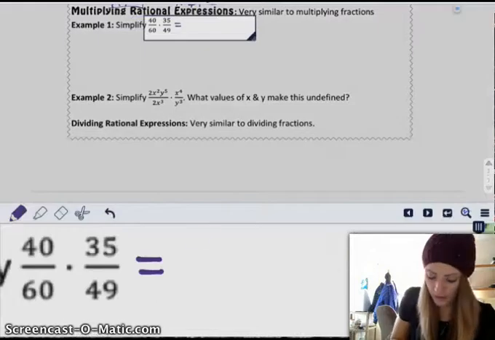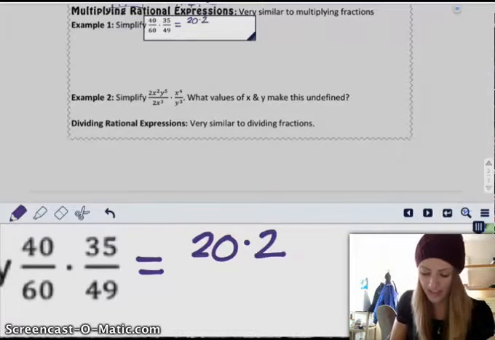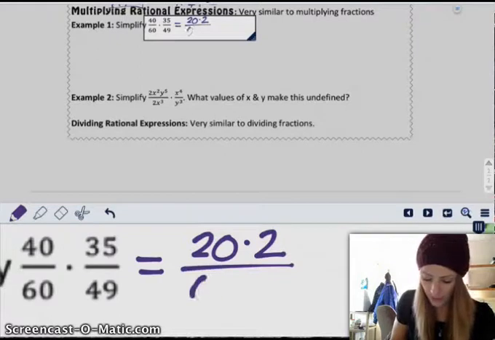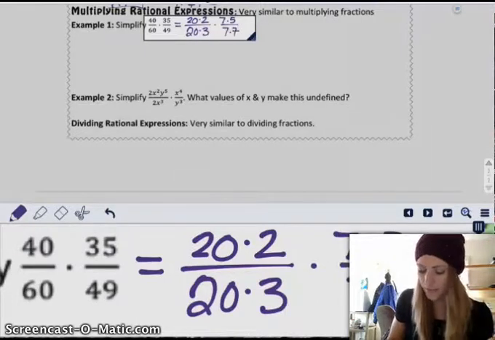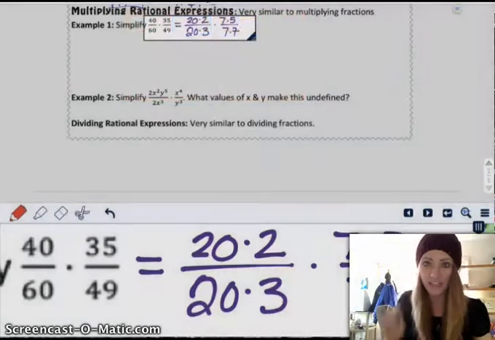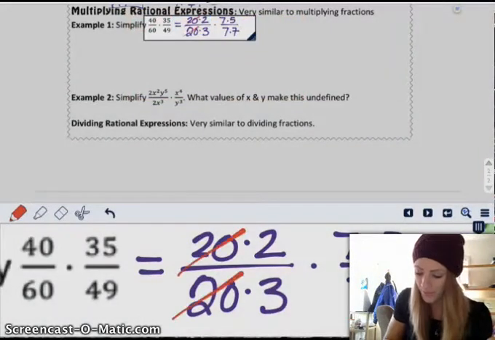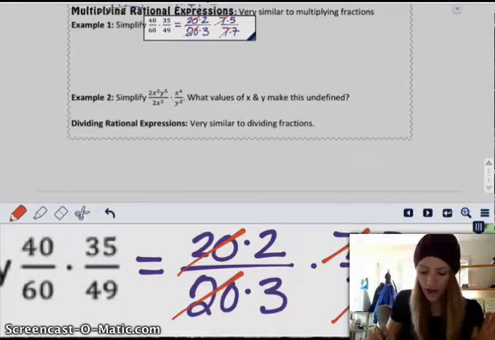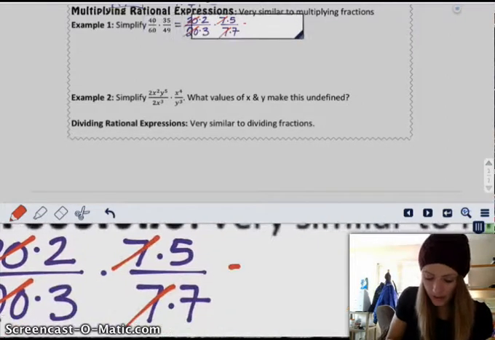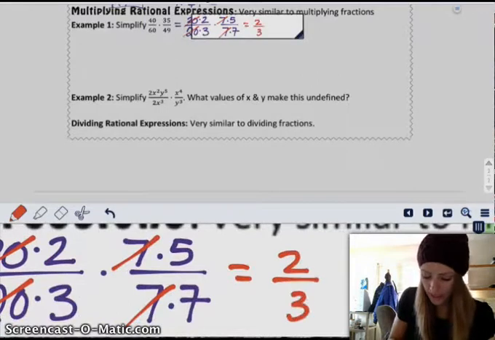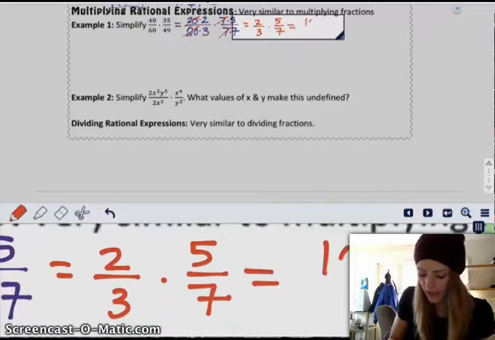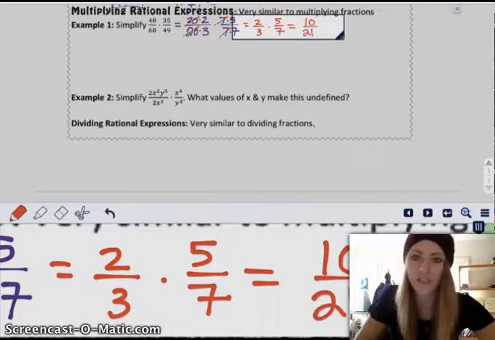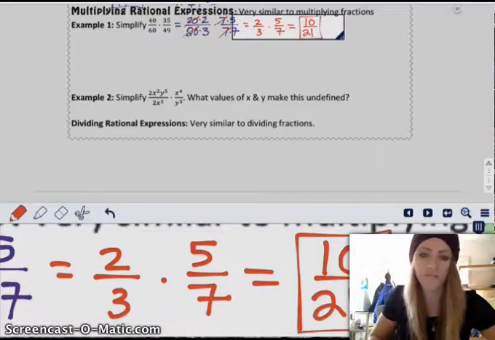So I'm going to write 40 as 20 times 2, because I can see ahead. 60 I'm going to write as 20 times 3, and 35 I'm going to write as 7 times 5, and 49 I'm going to write as 7 times 7. So first and foremost, I want to cancel out some of those big numbers. So 20 and 20, and the 7 and one of the 7s. So now all I'm left with is 2 over 3 times 5 over 7. And then to multiply fractions, you just multiply straight across. So that's 10 over 21. If you can reduce it any more, do so. But in that case, nothing else you can do.